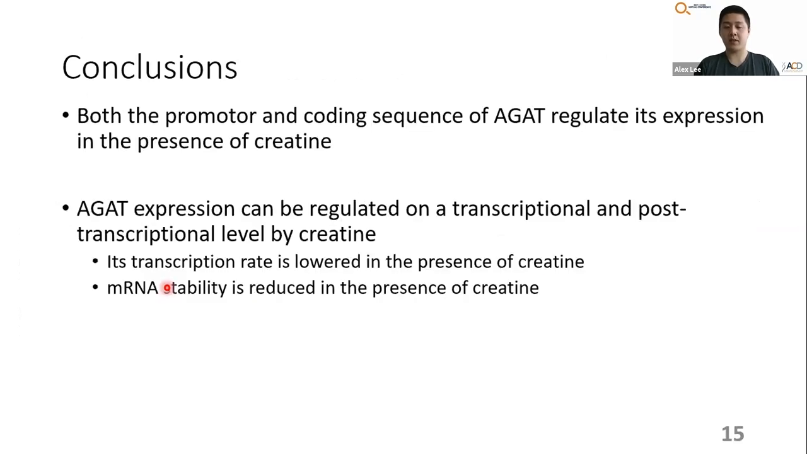So in conclusion, the data I've shown today suggests that both the promoter and coding region of AGAT are important for robust expression. In addition, we can see that creatine can regulate AGAT in both a transcriptional and post-transcriptional manner. We can see that in the presence of creatine, we have reduced levels of AGAT mRNA being transcribed.